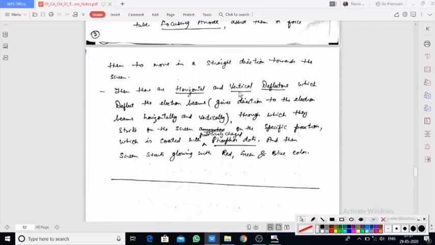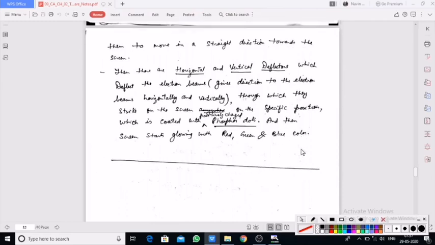Then there are horizontal and vertical deflectors which deflect the electron beams, giving directions to the electron beams horizontally and vertically, through which they strike the screen at the specific position, which is coated with positively charged phosphor dots, and then the screen starts glowing with red, green and blue color, right? So this is all very clearly given.